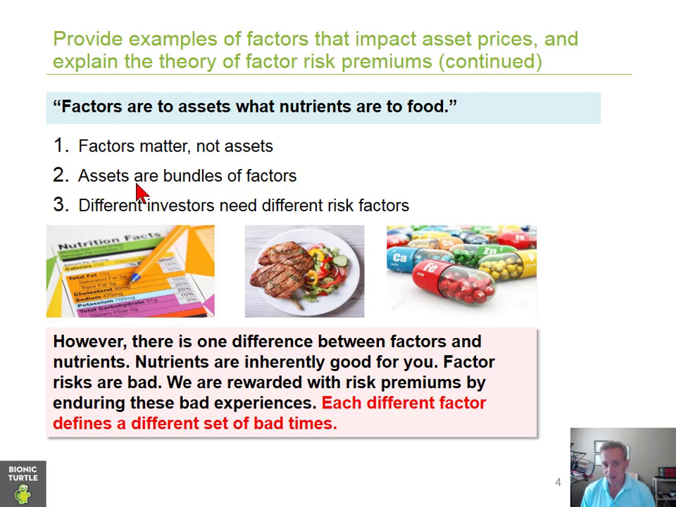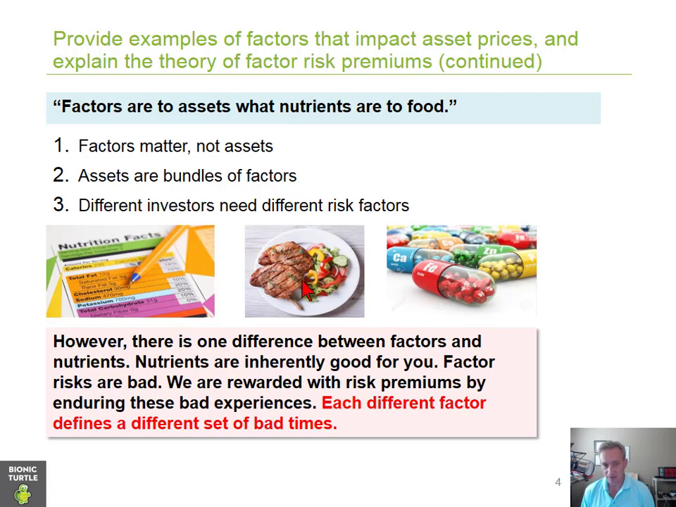Second, assets are bundles of factors. And the analogy here is just as a food or a meal is a bundle of different nutrients. And I forgot the analogy on the first one, but it's that the factors matter, not assets. The analogy there is that it's the nutrients that matter more than the external label.